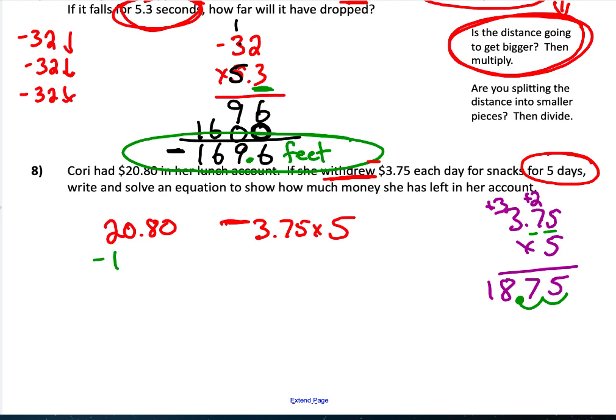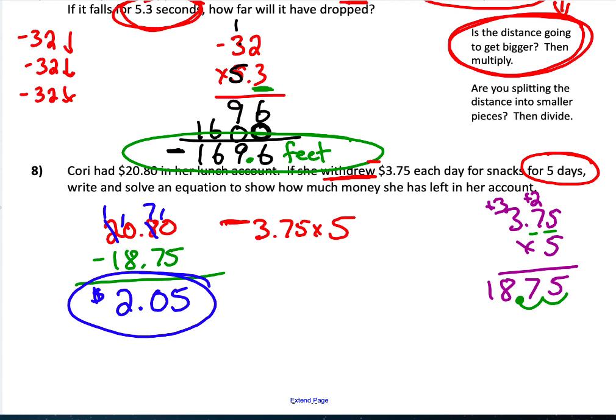Well, let's subtract away what she spent to see what's left over. So I've got to do a little borrowing here. I'm going to subtract, and she has $2.05 left in her account after buying those snacks 5 days in a row.